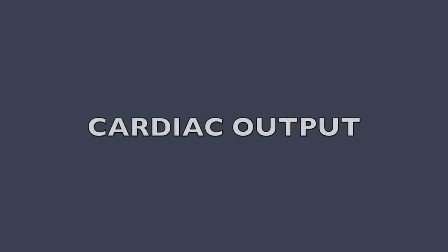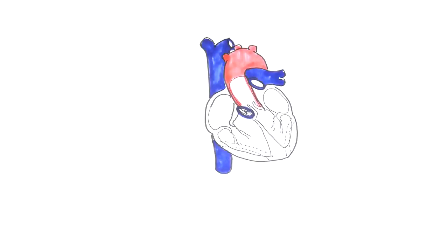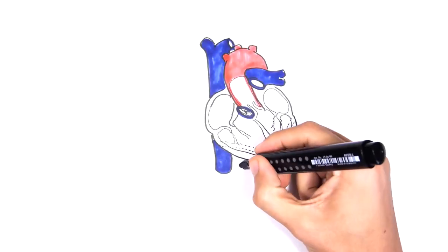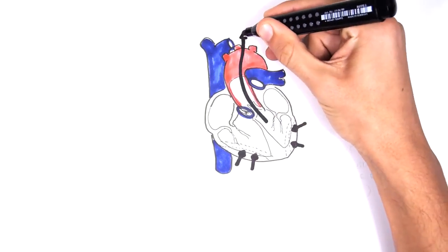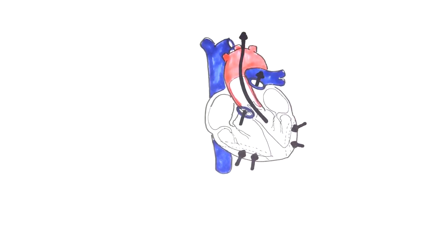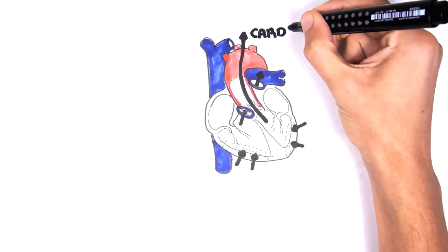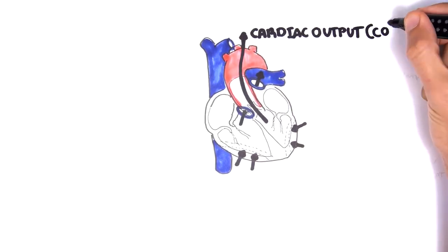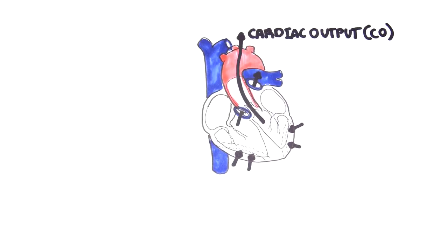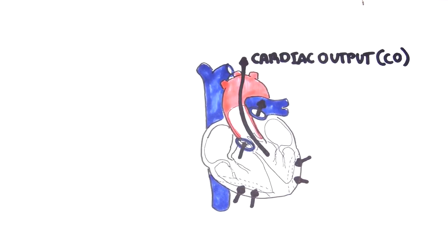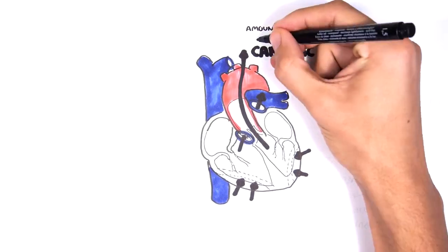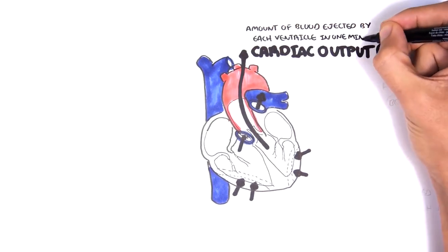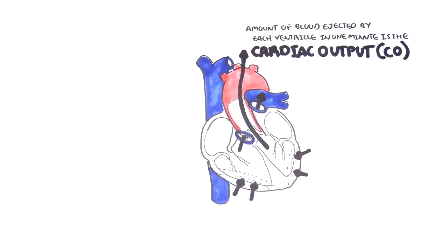Hello, in this video, we're going to talk about cardiac output. So cardiac output is defined as the amount of blood ejected by the heart in 1 minute. So here's a heart in systole, and the ventricles are contracting, ejecting blood out to the aorta and the pulmonary trunk. The cardiac output is defined by the amount of blood ejected by each ventricle in 1 minute.